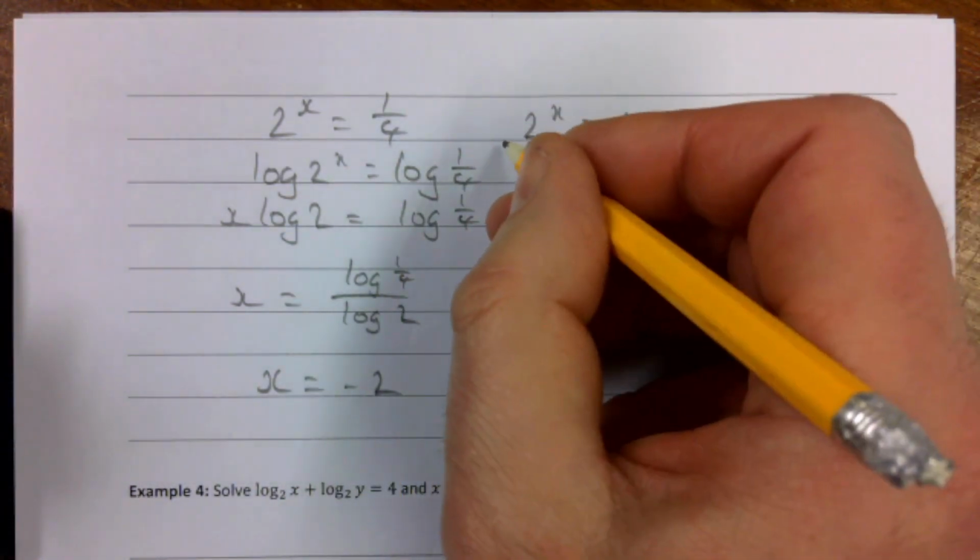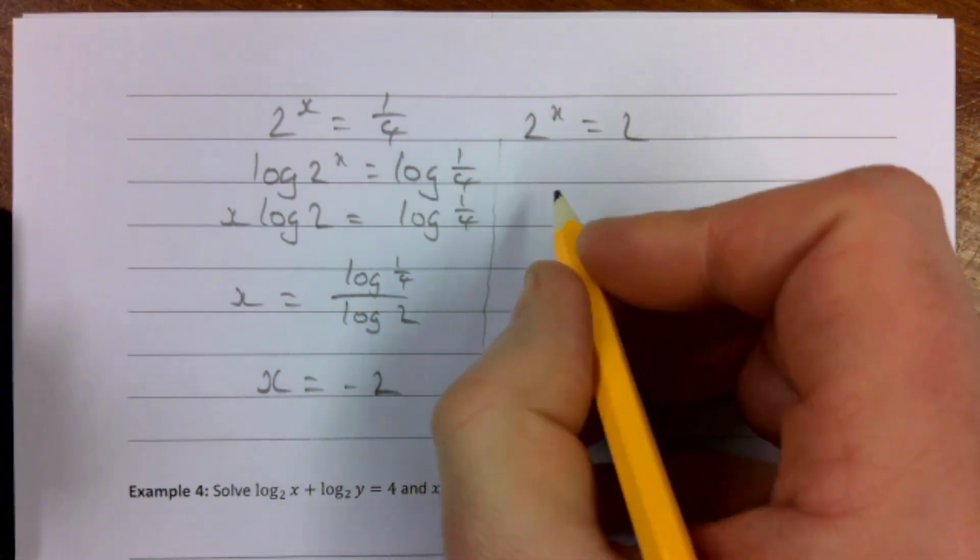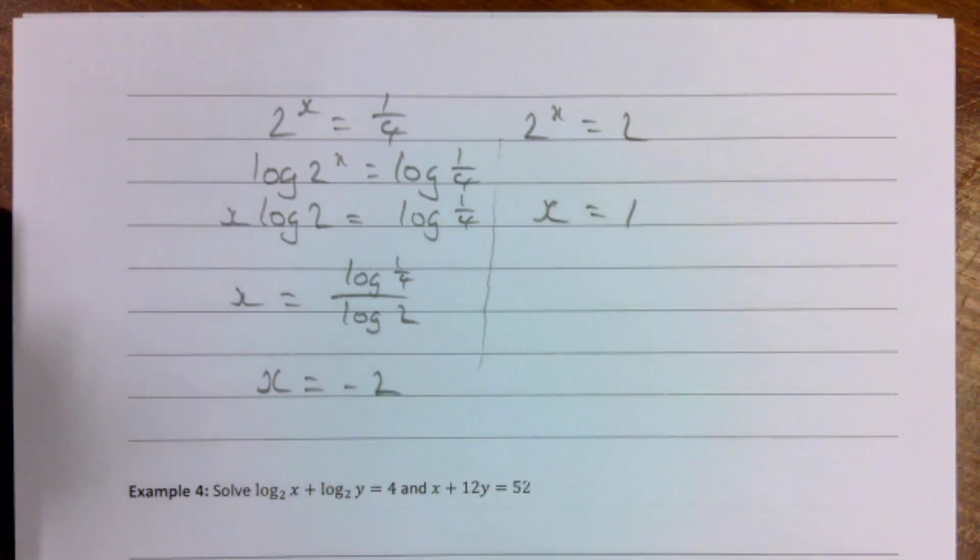Again, we can work our way through the other one. Do you know what? I'm not going to do it. I'm hoping this one's as straightforward as they come. And our answer to that one is obviously going to be x equals 1.